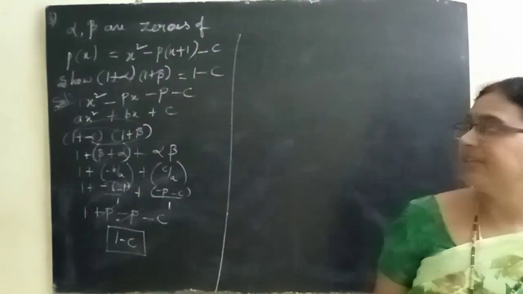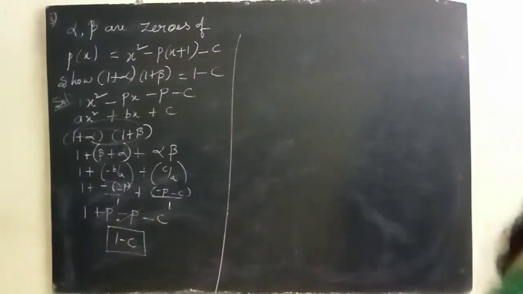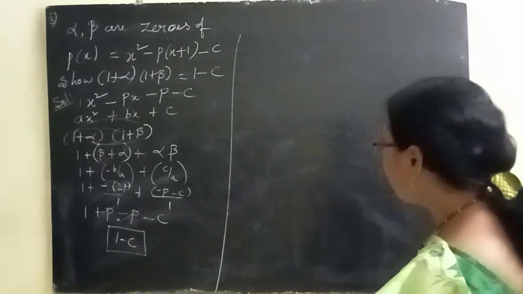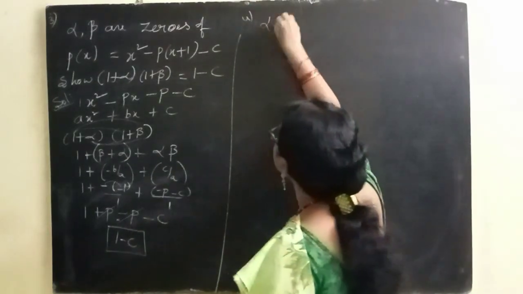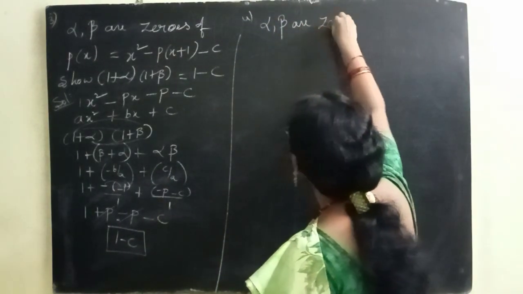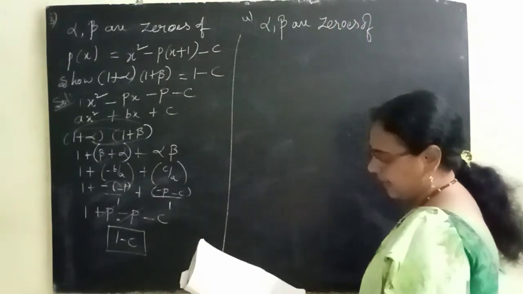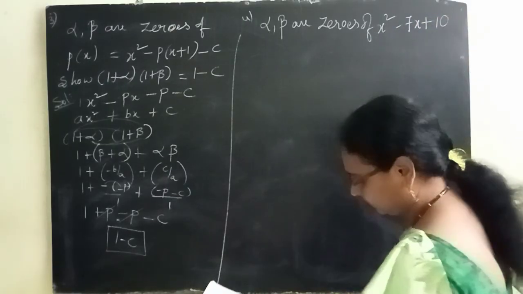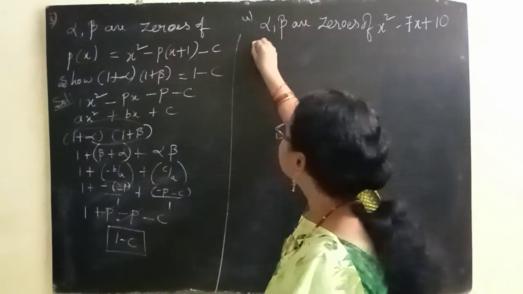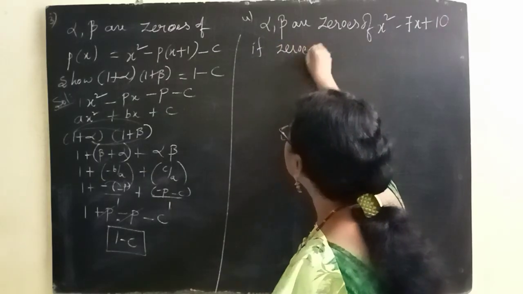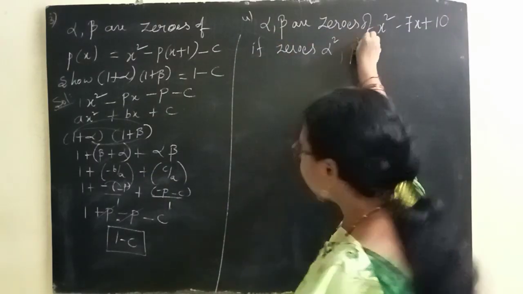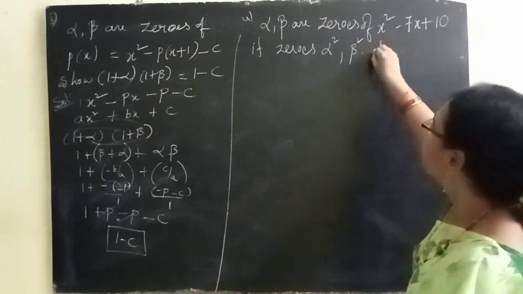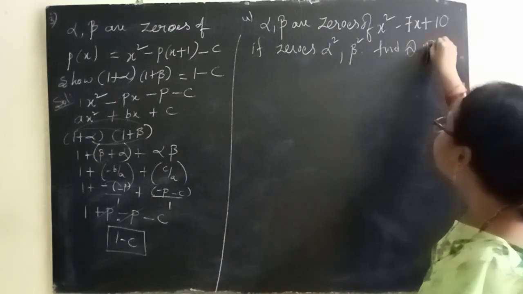Okay, 1 minus c. This question has been given number of times in board exams. So concentrate, don't leave it carelessly. Next, alpha and beta are zeros of x square minus 7x plus 10. If the zeros are alpha square, beta square, then what is the quadratic polynomial? Find the quadratic polynomial.